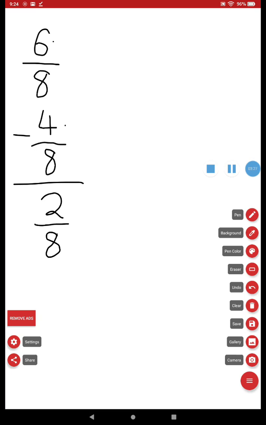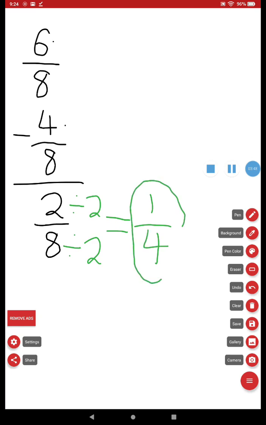Why is it not in simplest form? Because I can divide a number out of it. What number can be divided out? Well, 2 fits inside a 2, and 2 also fits inside a 8. 2 divided by 2 is 1. 8 divided by 2 is 4. So now I'm left with 1/4. 1 is prime, so now I'm in simplest form.